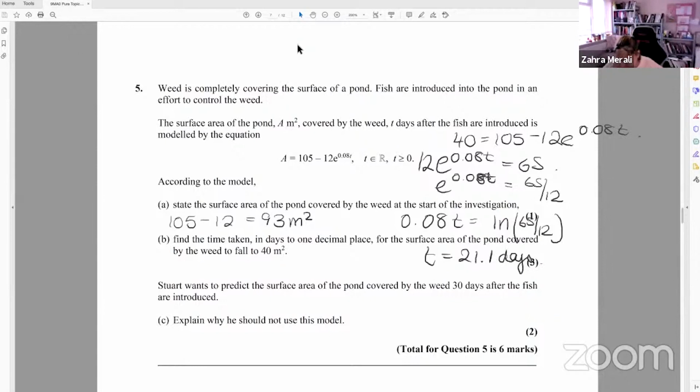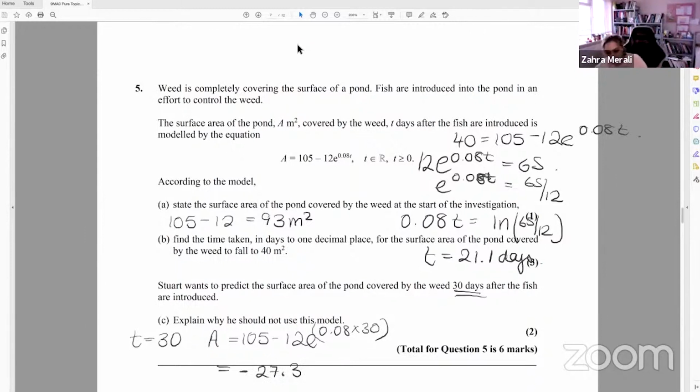Stuart wanted to predict the surface area at 30 days. Explain why he should not use the model. Right? Well, first, it tells us the model can be used for anything bigger than 0. But if I stick t equals 30 into the model, A is 105 minus 12e to the 0.08 times 30. And you end up with minus 27.3. Now you can't have negative surface area.